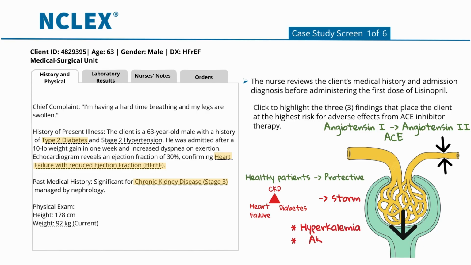and hyperkalemia. Students often overlook type 2 diabetes here because they've been taught that ACE inhibitors are renal protective. While true in early-stage diabetes, NGN logic requires recognizing the renal fragile patient. Basically, in a patient with these 3 comorbidities, any drug ending in Pril should trigger an immediate reflexive check of their creatinine and potassium.